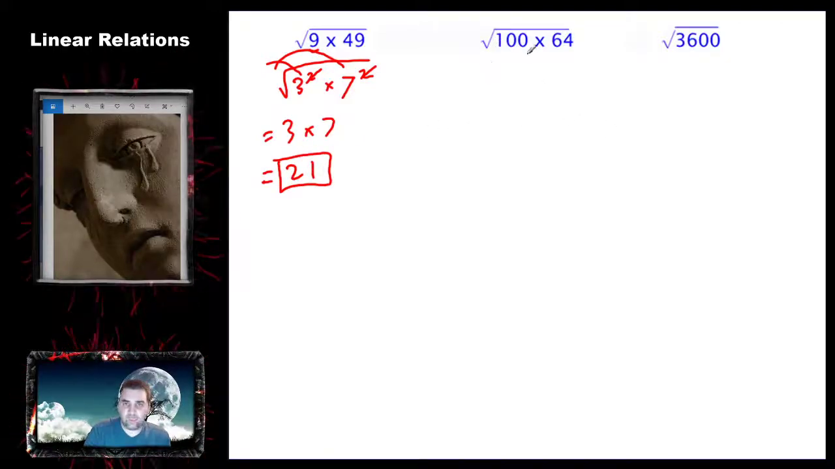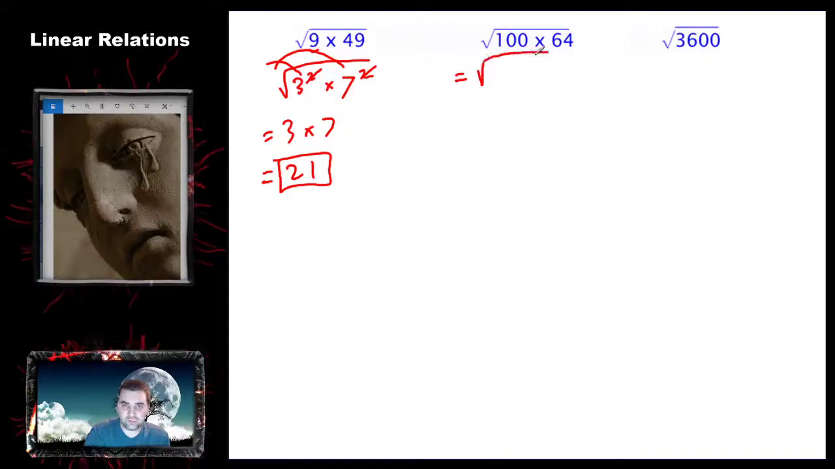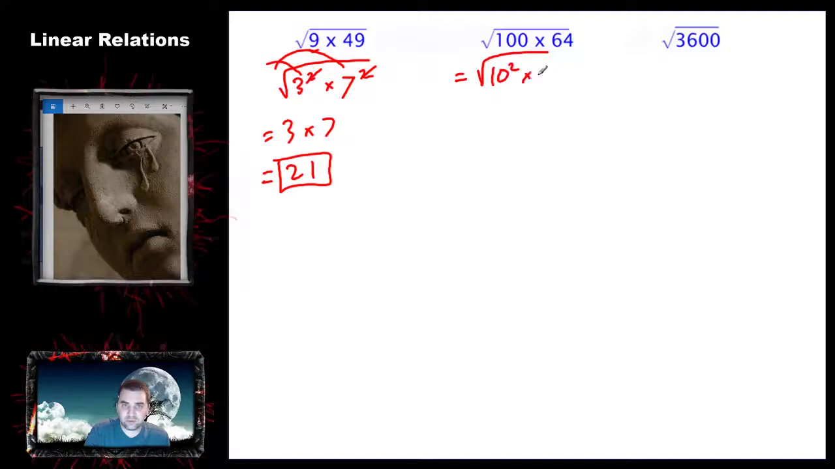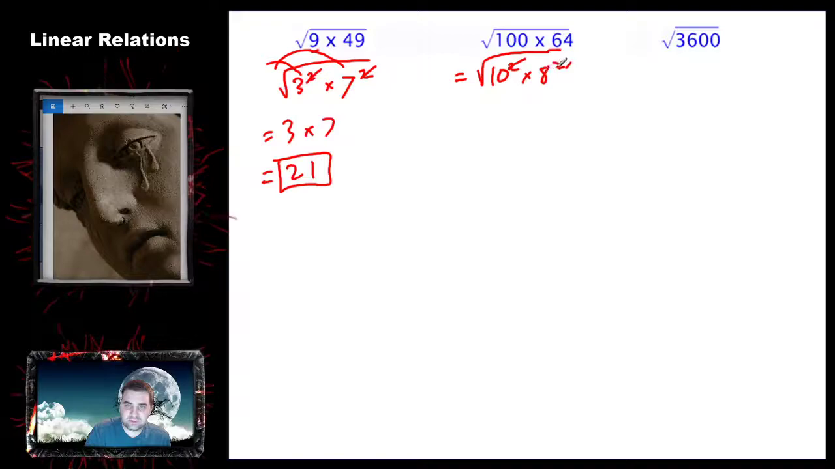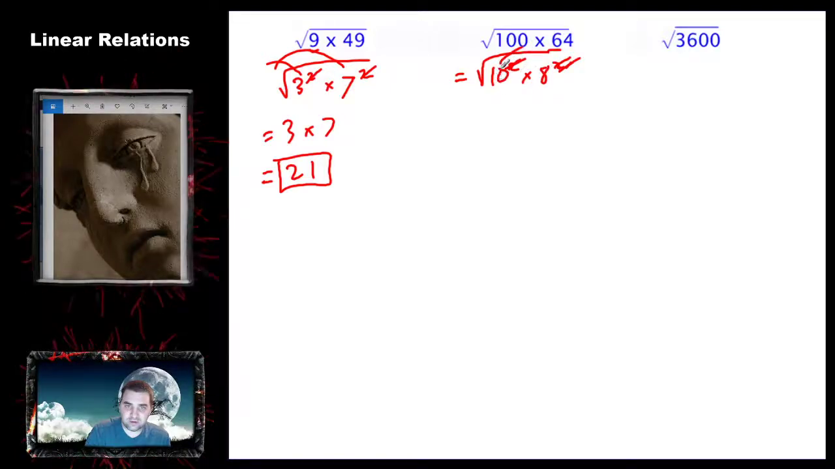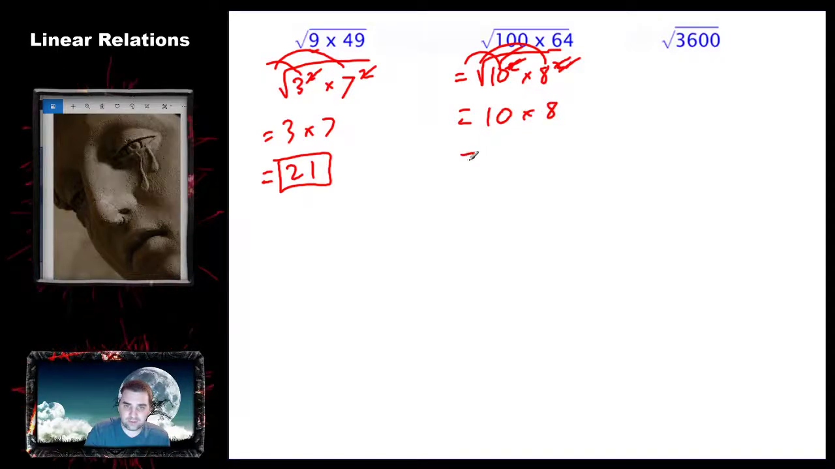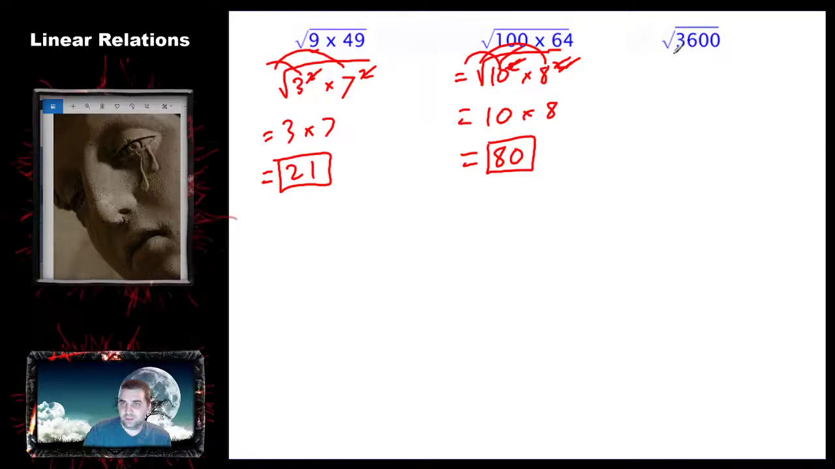Here we have more nice perfect squares for us to deal with. We have the square root now of 10 squared times 8 squared. Ones that you should have memorized. So these get canceled out and they come to the outside. This is so messy, but basically we have 10 times 8, and 10 times 8 is 80.